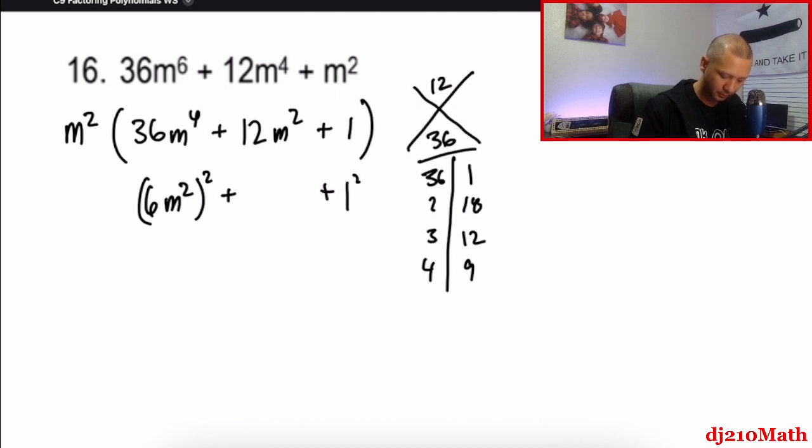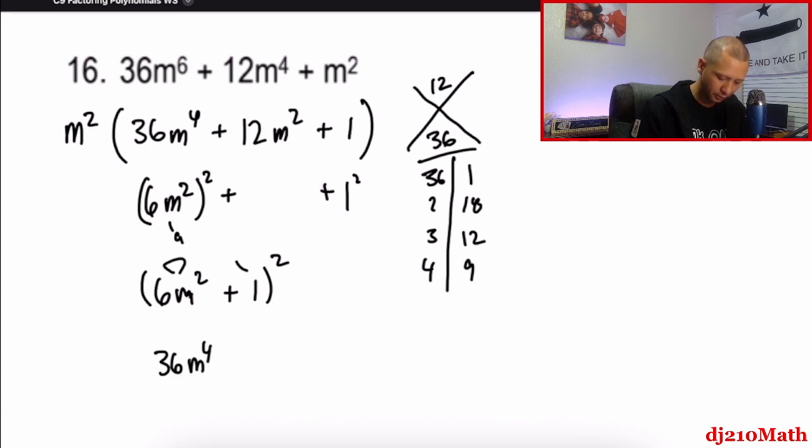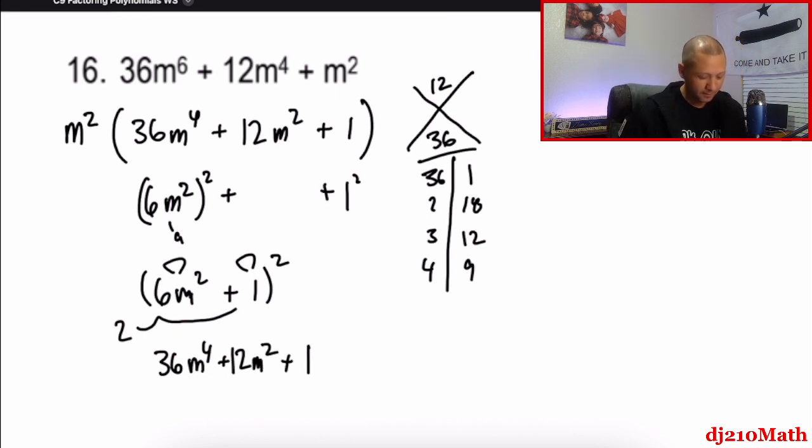So let me just think for a moment. 6m squared, right? Because this is my a, plus b squared. If we square this, this is going to be 36m to the 4th, right? Because this times this times this is going to be 1. And then 2 times this times this, or 12m squared, plus 1.